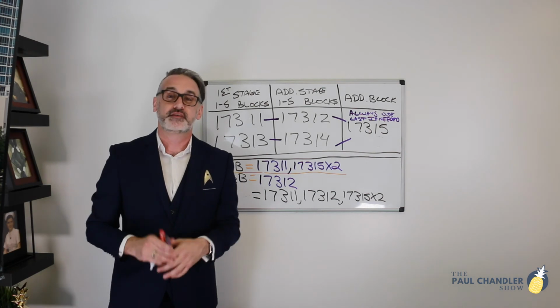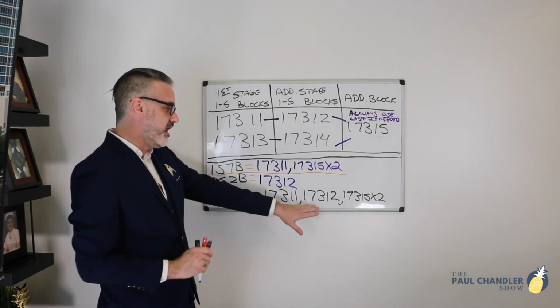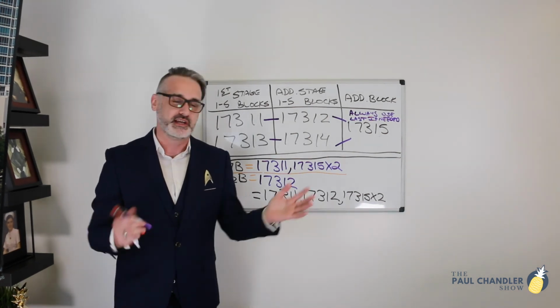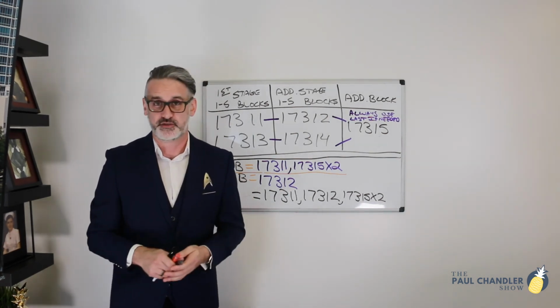17315 times 2, since again I have the 2 units for block number 6 and block number 7. And remember, I would not be using modifier 51 nor 59 on 17312 nor 17315, because both are add-on codes, and we never use those 2 modifiers with add-on codes.